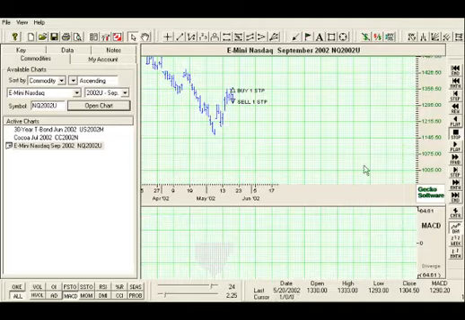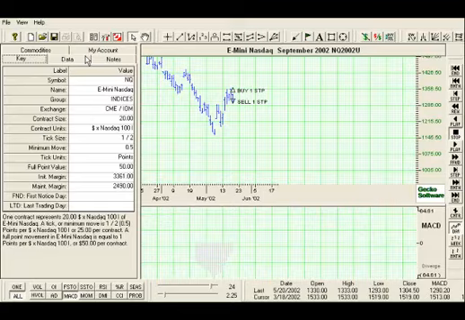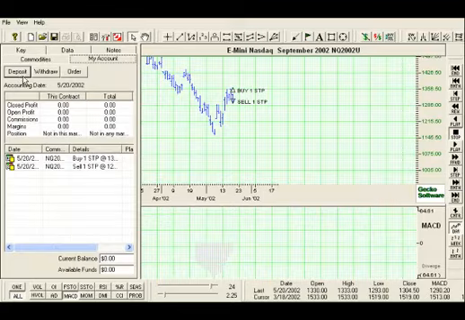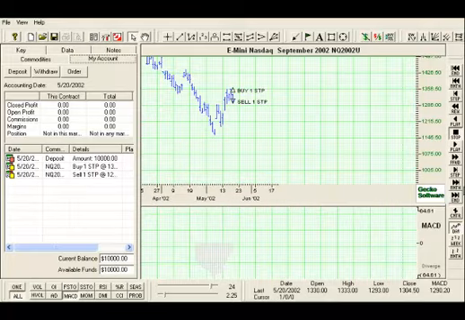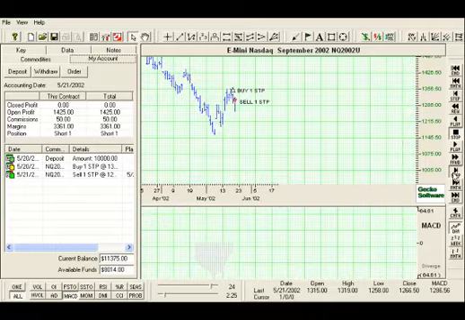So let's make sure that, let's go ahead and make a deposit. And let's put $10,000 in the account. All right, let's step forward. We were filled, see?